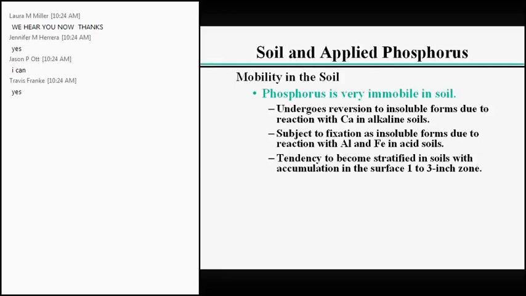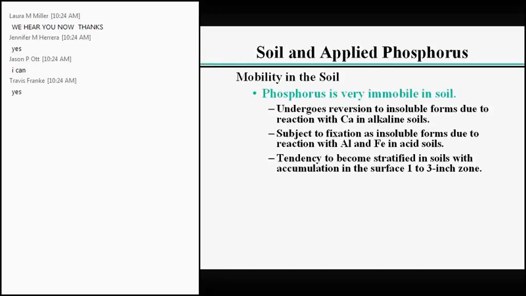The reason we call it a reversion reaction is because most of our phosphorus fertilizers come from rock phosphate, which is a big calcium phosphate molecule. Once it hits the soil, in the alkaline soils, it reverts back to what it came from, the rock phosphate or the apatite. In the acid soils, it forms an insoluble form with the reaction of aluminum, iron, and to a certain extent manganese, Mn. And we call this a fixation. This is an actual reaction of phosphorus with the iron, aluminum, and manganese in acid soils.